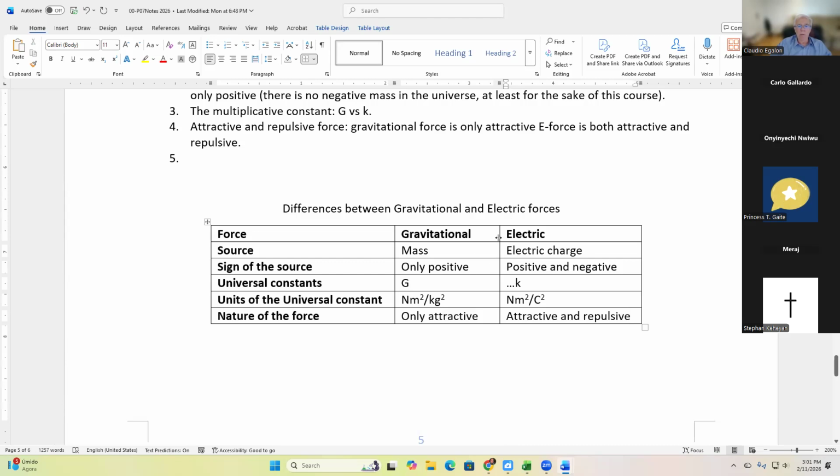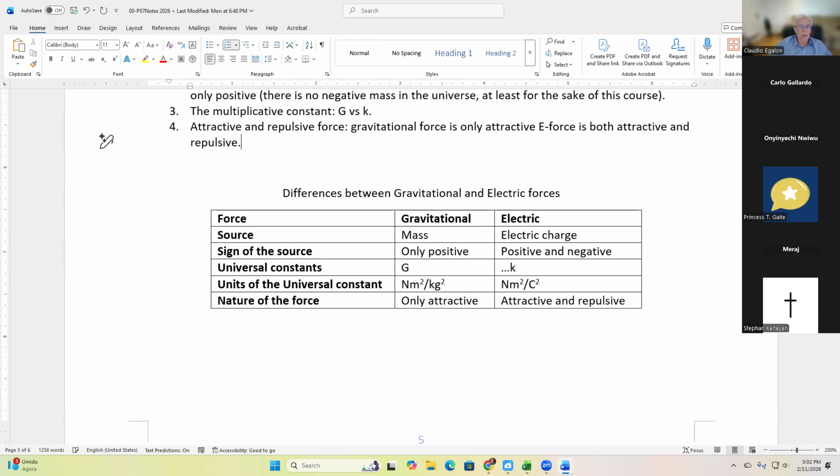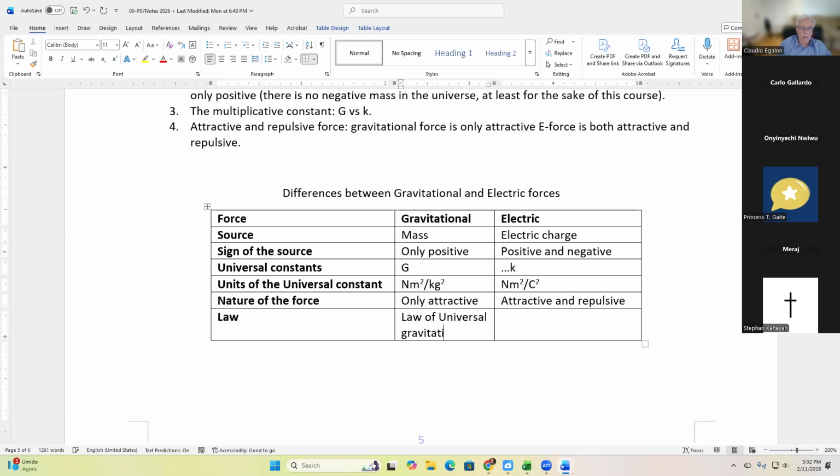And now we have our table with the difference between those two laws. One is the law of universal gravitation. We can put another one here, Coulomb's law. Can write down like that as well.